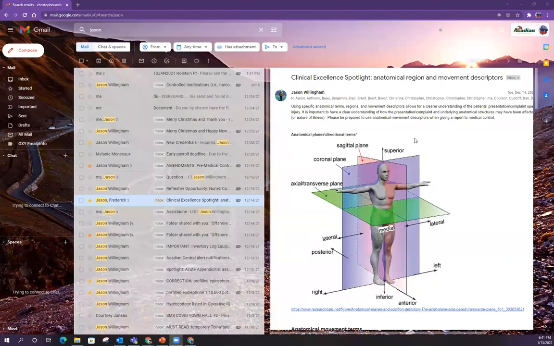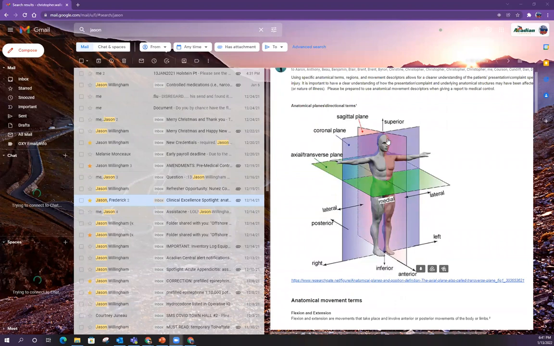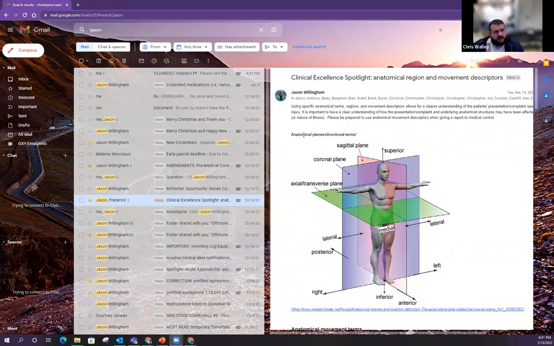All right, do you guys see my email? Yeah. All right, so you see here, this is anatomical planes, directions, and terms. So you have to look at this to try to understand specifically. Here's an email link to it. I can send you guys that, guys and gals, I'm sorry, y'all. I can send y'all that.